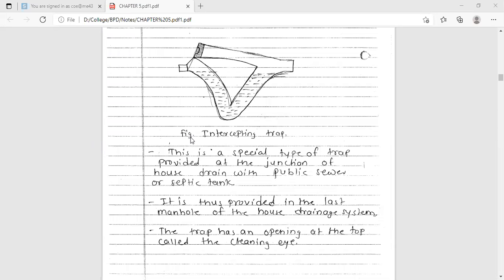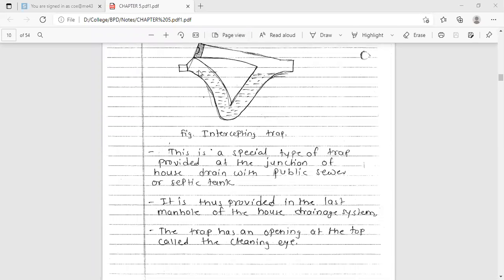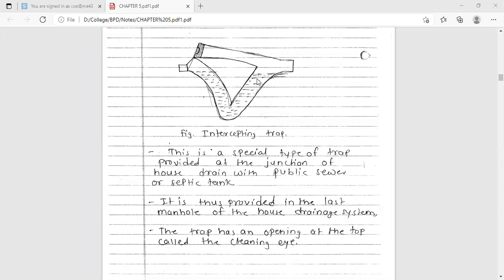Generally, here you should write chamber, okay, not manhole. The trap has an opening at the top called the cleaning eye. In case of any blockage, to remove the blockage or for maintenance purposes, the cleaning eye is provided, you can see here. Okay, and maintenance is done. Here also the water seal level is maintained at around 75 mm in the intercepting trap.